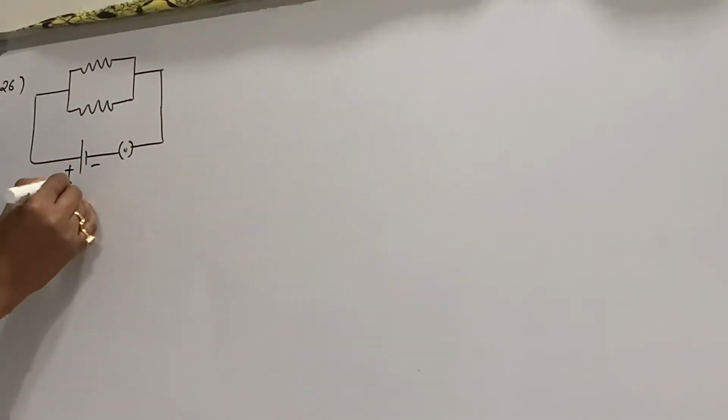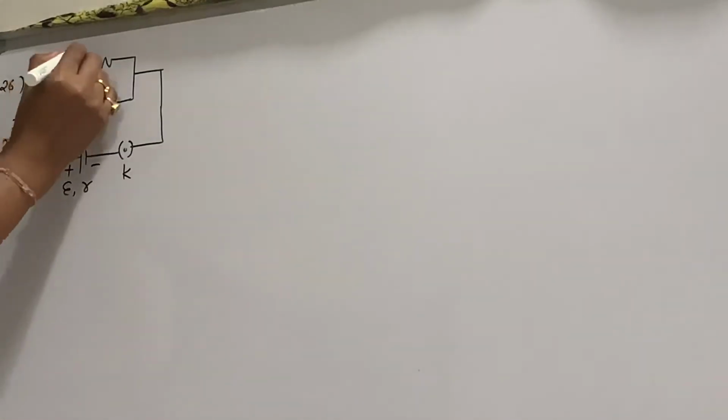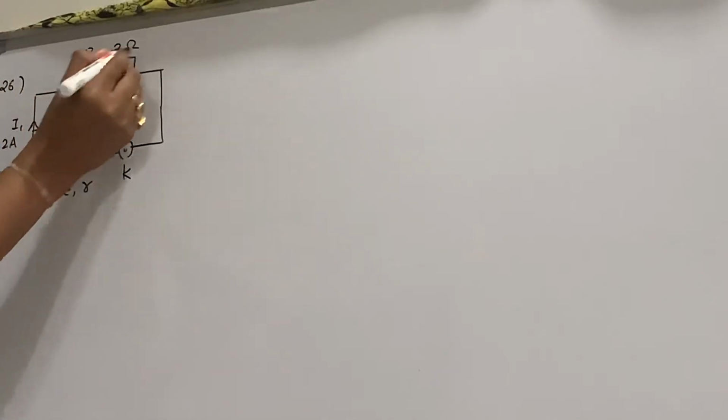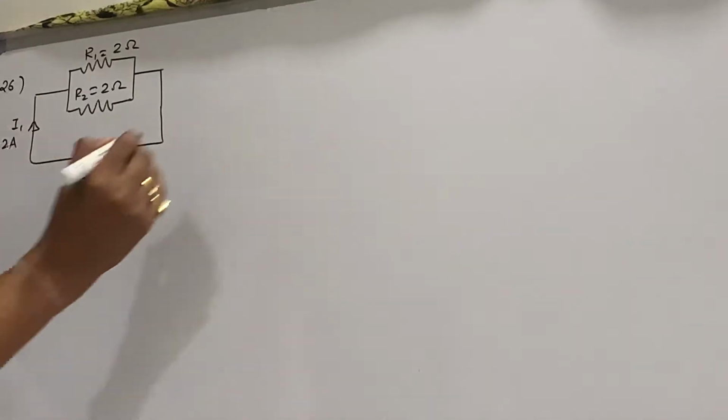This is EMF, whose internal resistance, small r, is to be determined. Current is I1, which is given as 1.2 ampere. R1 is 2 ohm, R2 is 2 ohm. Right? This is the first case.